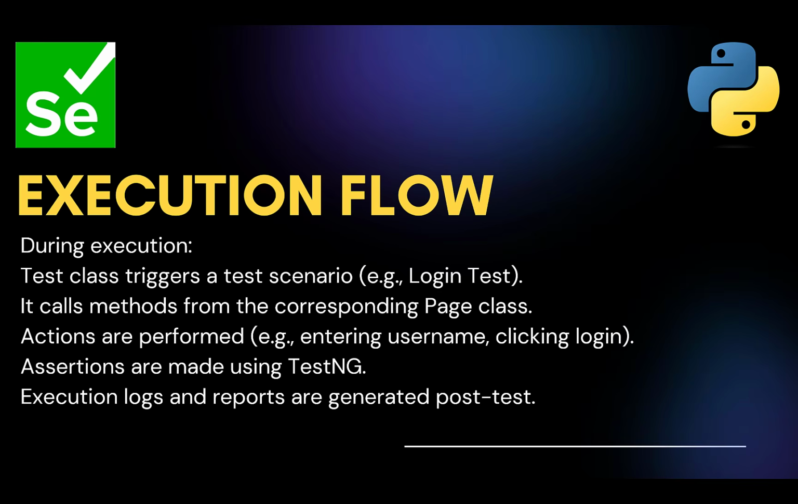Then actions are performed like entering a username, clicking on a button. Once we are performing these actions, we use assertions on top of it using TestNG. And finally, the execution logs and reports are generated post test. So basically, we are giving an idea of how our execution flow works. Okay, and now let's talk about the best practices you followed during that particular project.